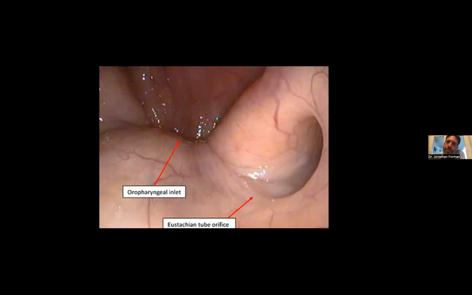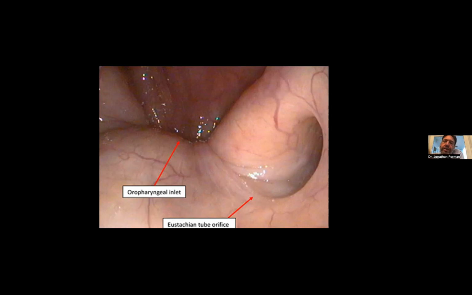Going back, we inhale air through the nose. It goes down past the palate, and you inhale it into the lungs as it goes from the nasopharynx into the oropharynx, into the hypopharynx, then into the larynx, into the trachea, and then into the lungs. And this is a view straight from the nose.